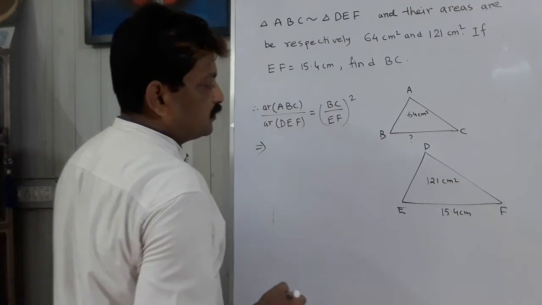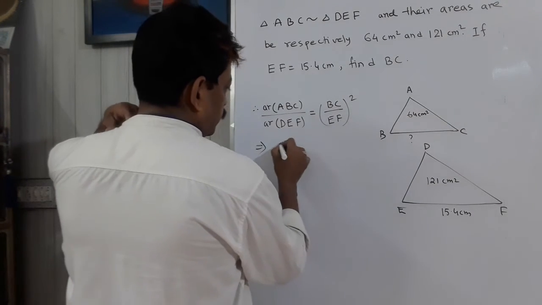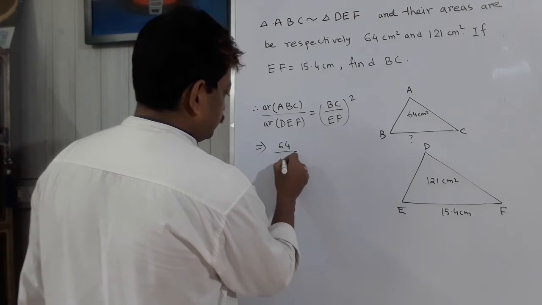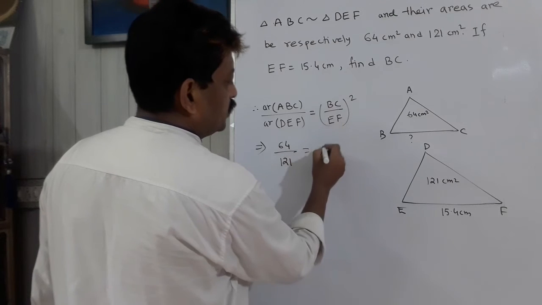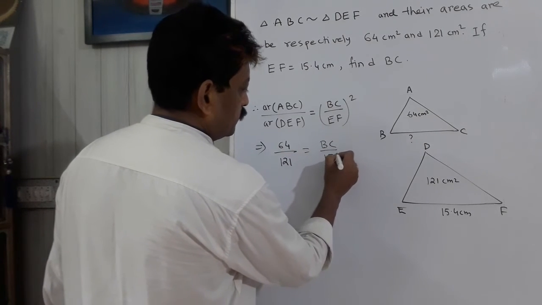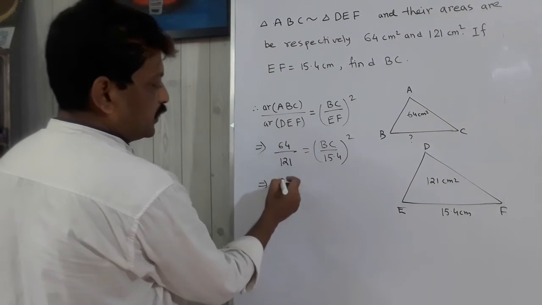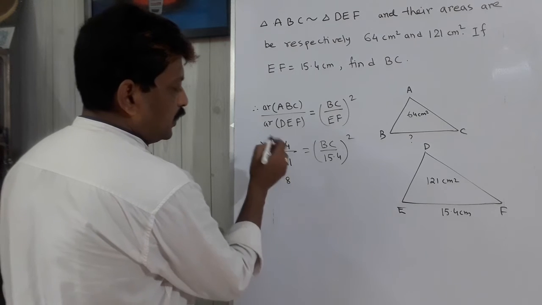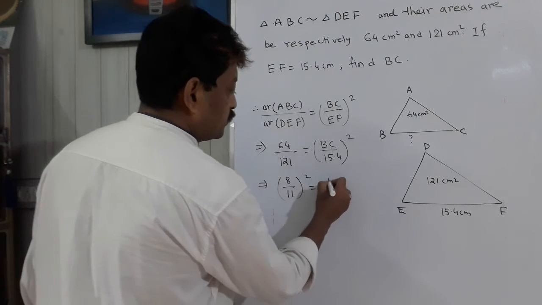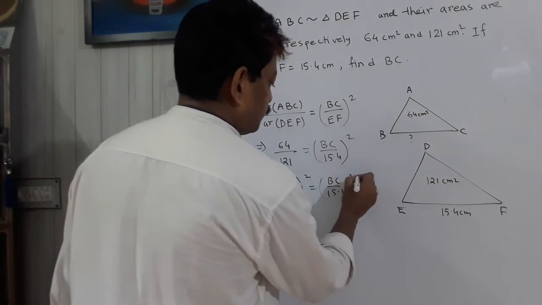Now let us put the values. Area of ABC is 64, so it is 64 here. Area of DEF is 121. BC we don't know. EF is 15.4. 64 can be written as 8 square. 121 can be written as 11 square. So 8 upon 11 whole square is equals to BC upon 15.4 whole square.